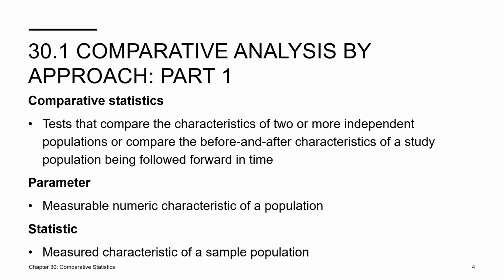Section 30.1, comparative analysis by approach. So what are comparative statistics? Anytime you do any sort of comparative analysis, you will run tests that compare the characteristics of two or more independent populations, or compare the before and after characteristics of a study population being followed forward in time. Some other terms to be familiar with include parameter, which is a measurable numeric characteristic of a population, and the word statistic, which really is just the measured characteristic of the sample population. That's the result.